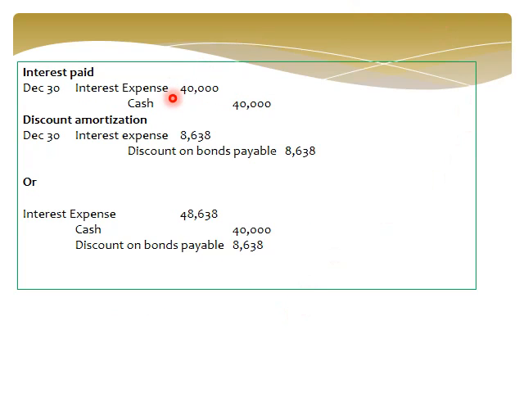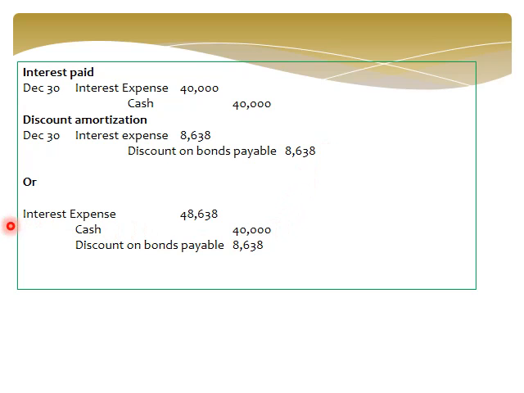Next, December 30, interest date. So, the same. Interest expense, 40,000. Credit cash, 40,000. To record the discount amortization, so, debit interest expense of 8,638. Credit discount on bonds payable of 8,638. The same explanation with the journal entries kanina.